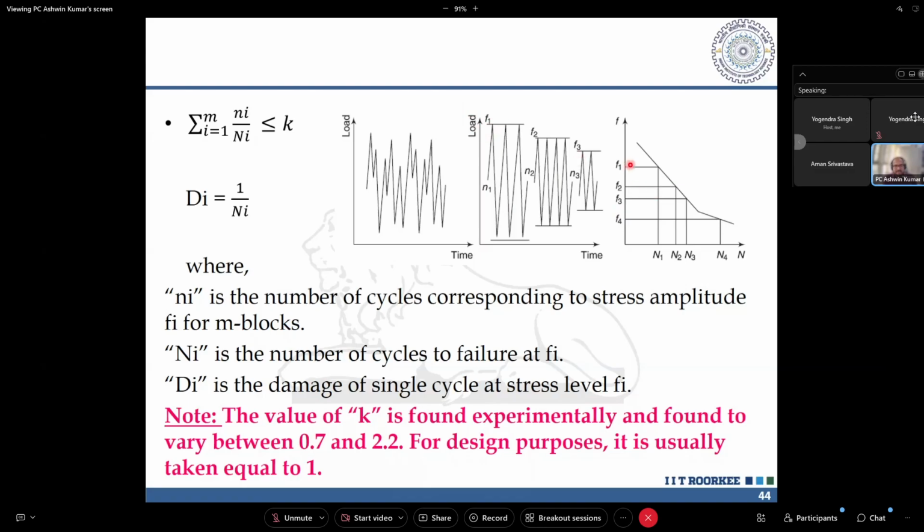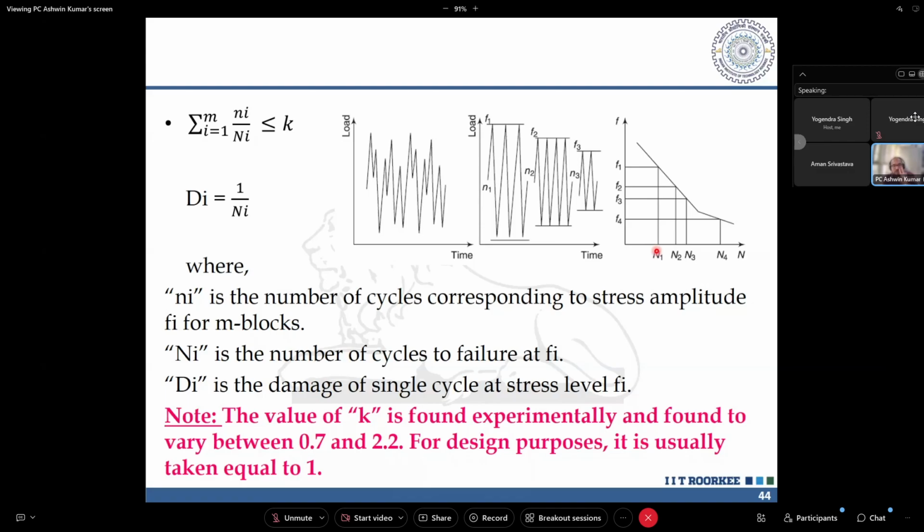So for F1, what is the number of cycles that section can undergo before fatigue failure? I'm looking at the SN curve of my code. I look at what is the stress range that is developed here, F1. I look at what is the total number of cycles that the member can undergo.